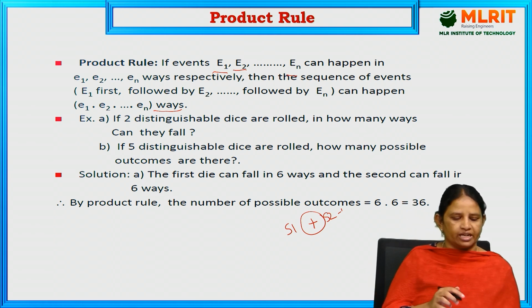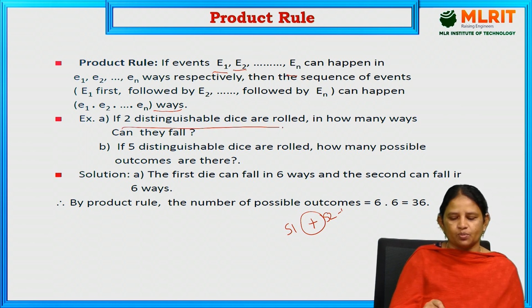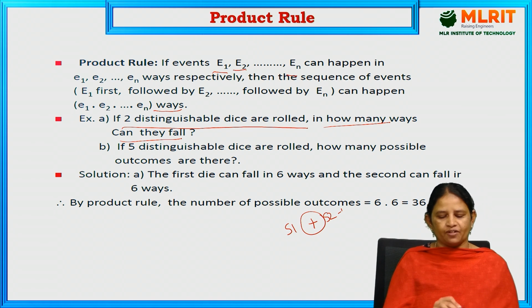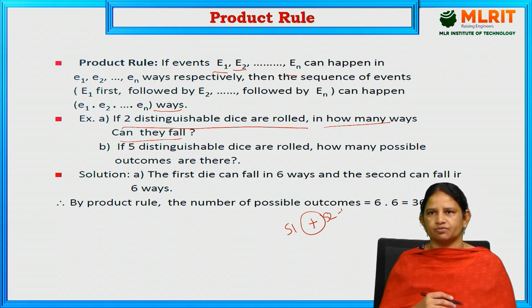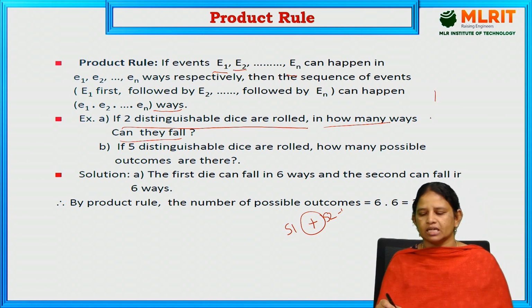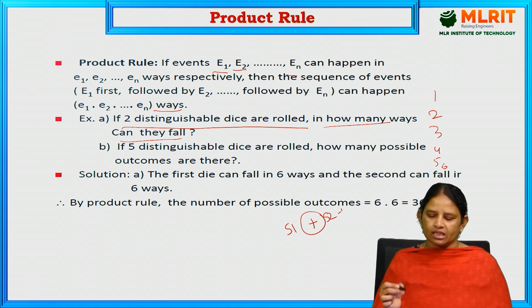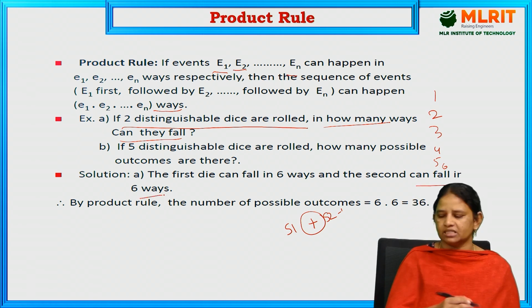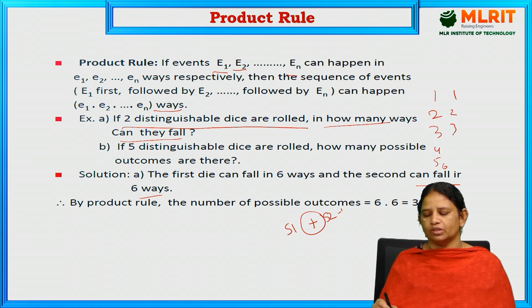Let us discuss one example. If two distinguishable dice are rolled, in how many ways can they fall? The first die can fall in how many ways? First time we can get 1, second time 2, third time 3, fourth 4, fifth 5, sixth 6, so 6 ways. And the second die will also fall in 6 ways, that is 1, 2, 3, 4, 5, 6.